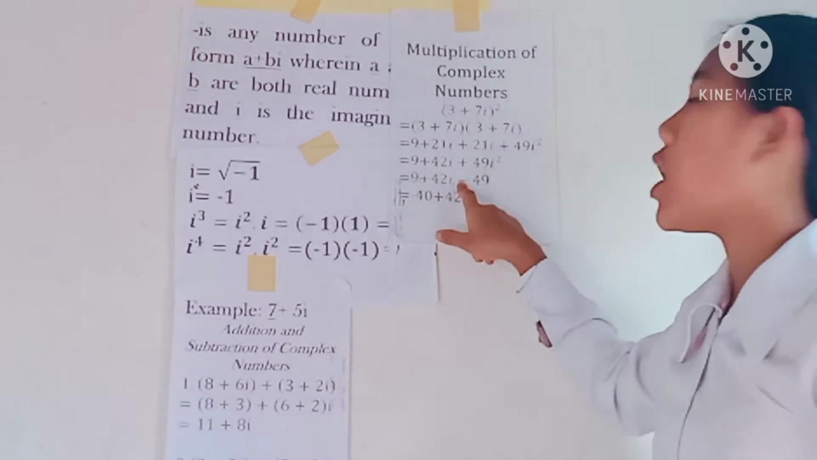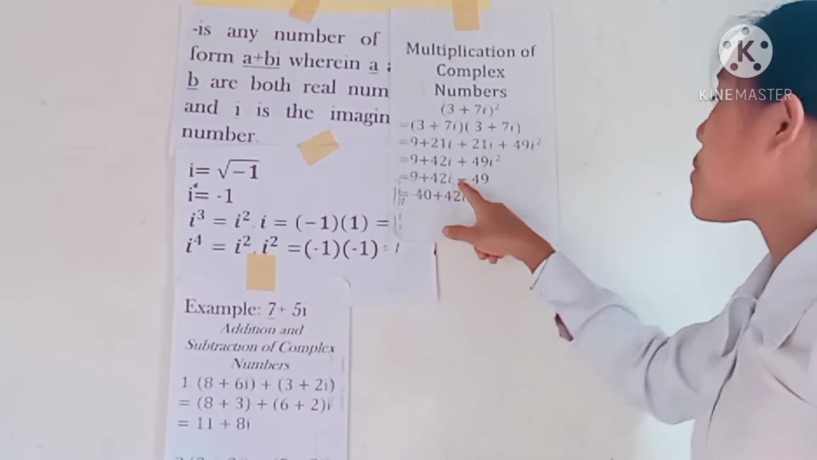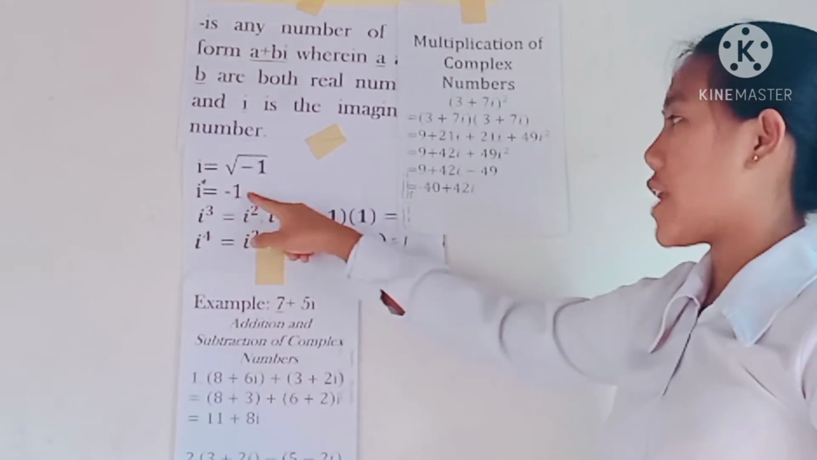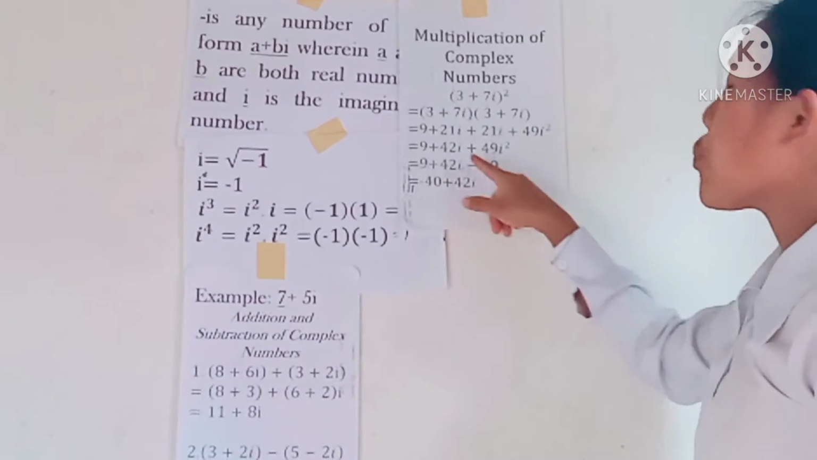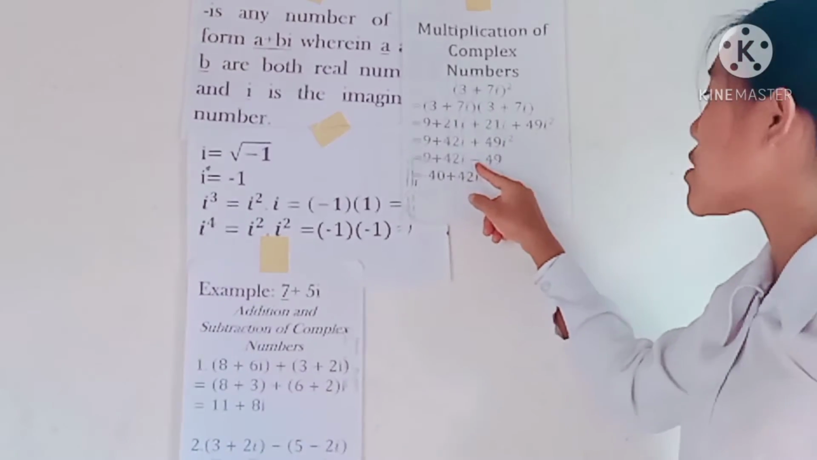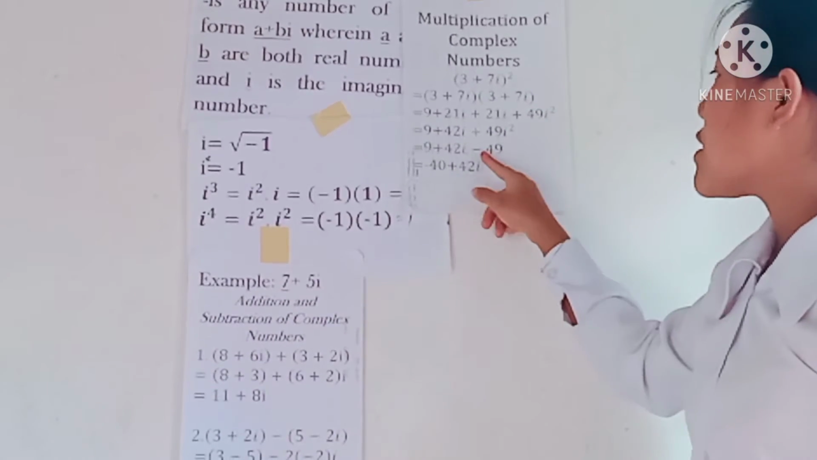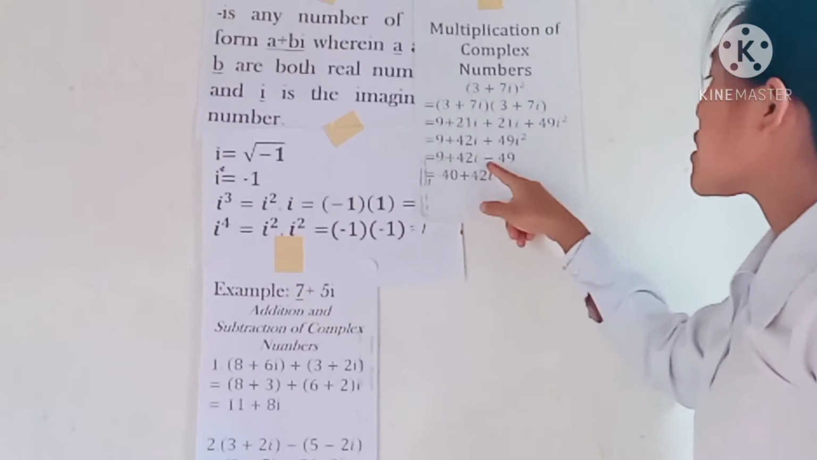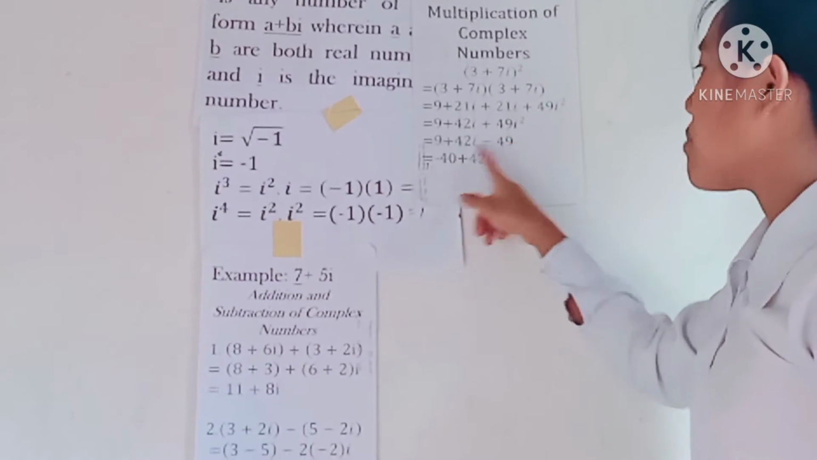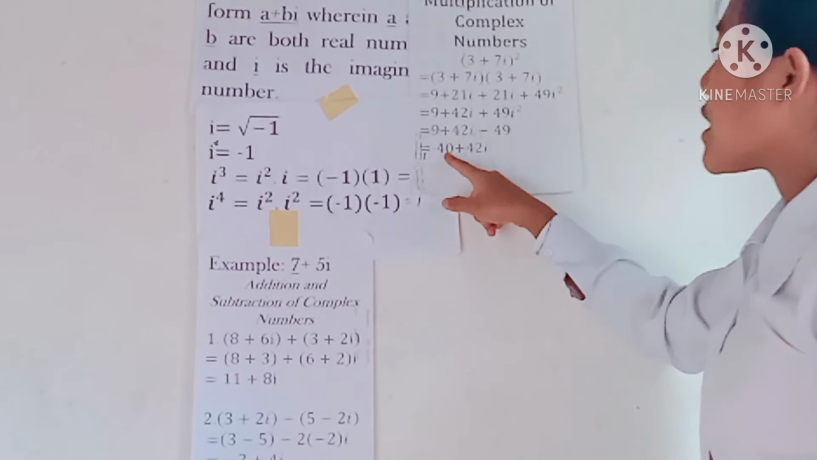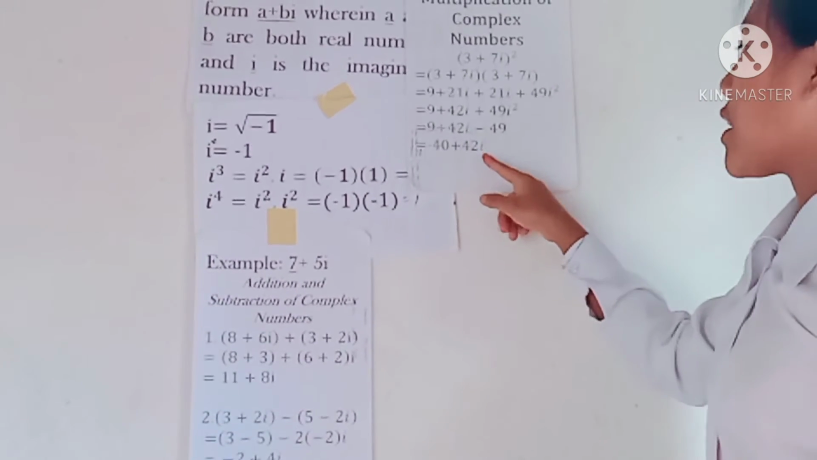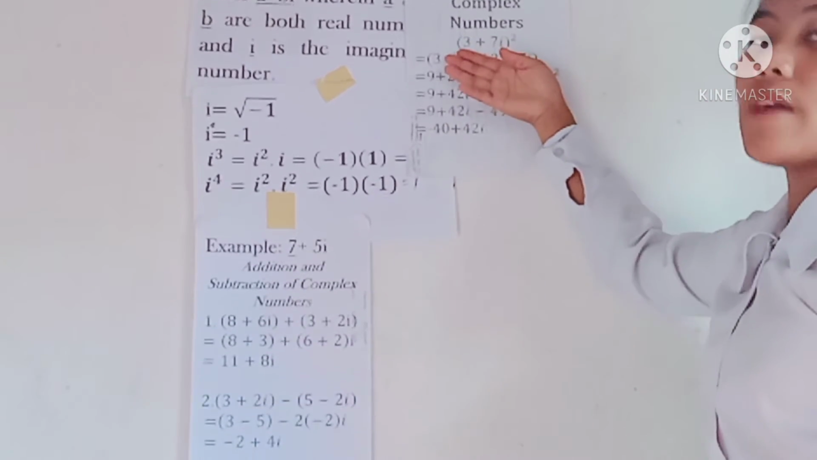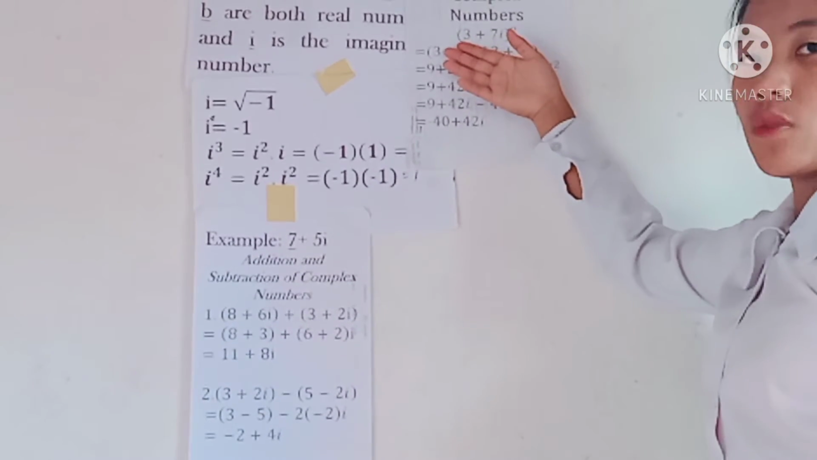Why does this become negative? This is because i squared is equal to -1. So positive and negative becomes negative. This is -49, and the result is 9 minus the 49, which are the like terms, equal to -40 plus the 42i. This is the result of the given 3 plus 7i to the power of 2.